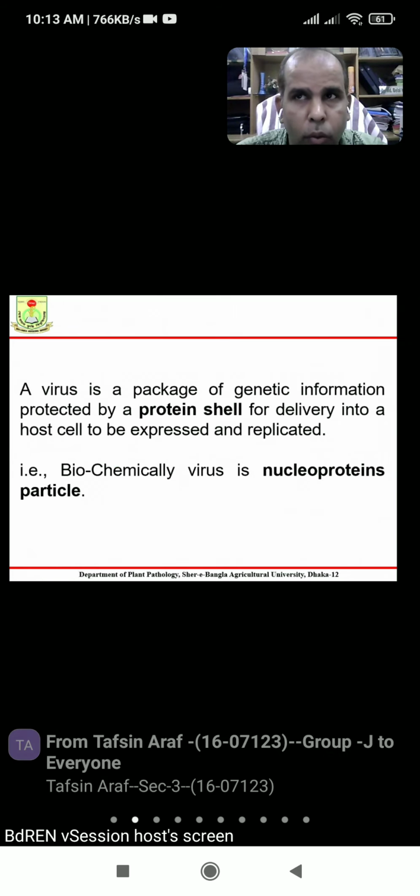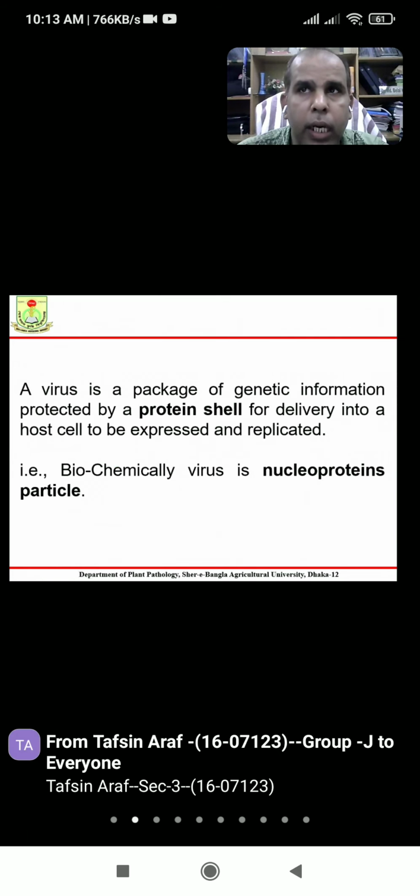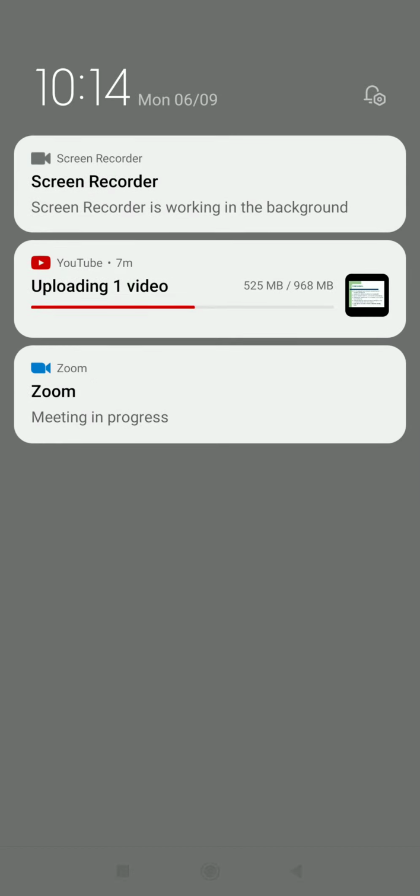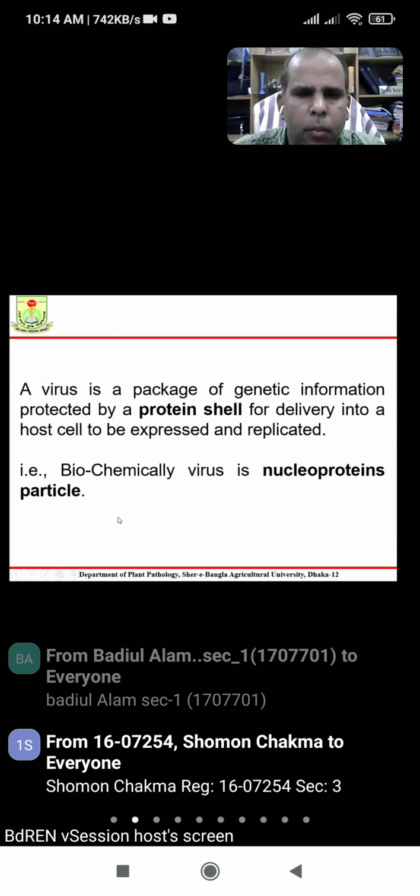But for one cell, we need the nucleus, cytoplasm, as well as the cytoplasmic membrane or the cell membrane. These three things should be there. Otherwise, it is not a developed cell. And in a plant cell, you know better, there is also the cell wall. But a virus is not a cell. It has only two things. One is the nucleic acid, either DNA or RNA, and that is protected by protein. So this is the particle. What type of particle? This is the nucleoprotein particle.